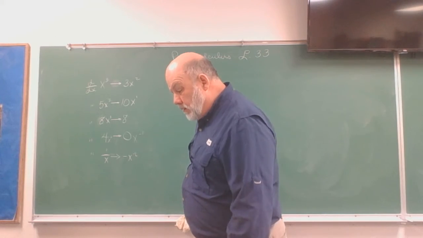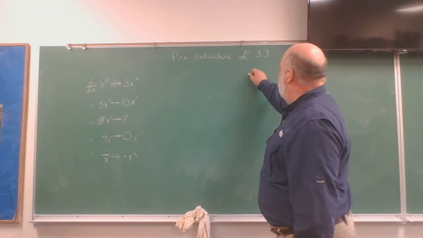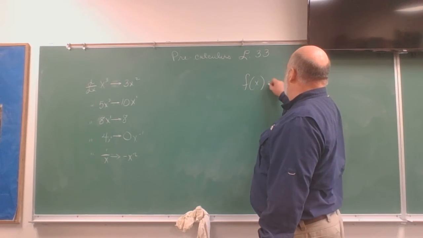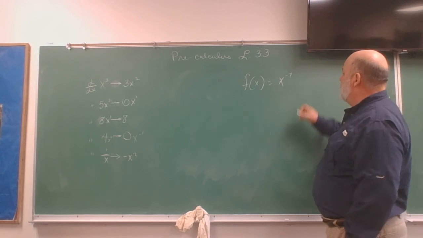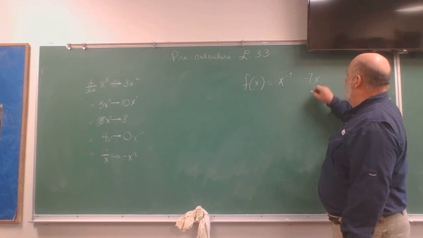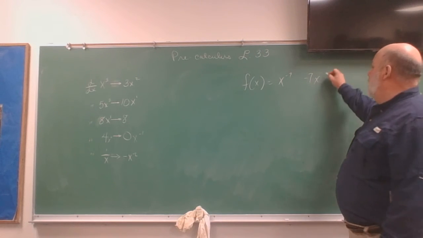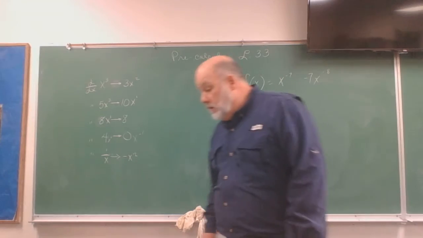Next example says the function of x is x to the negative 7. Find the derivative. Well, it's not hard. Negative 7 jumps to the front. And then I do negative 7 minus 1. Negative 7x to the negative 8.